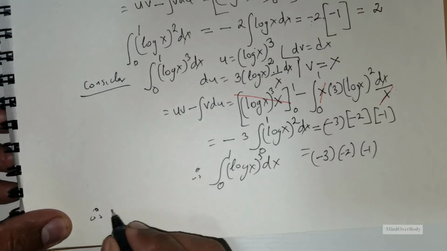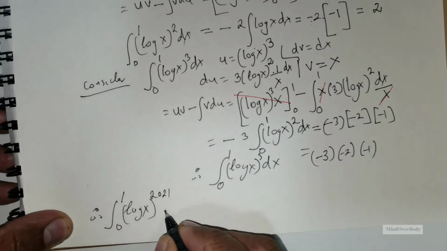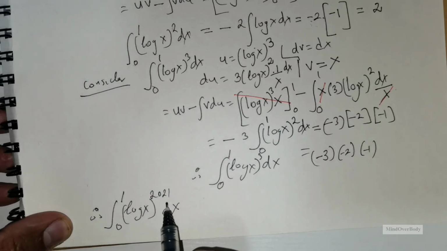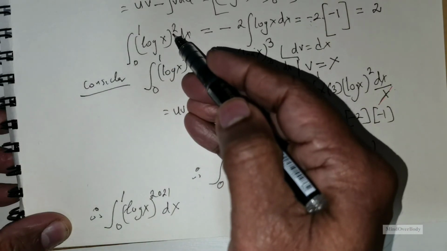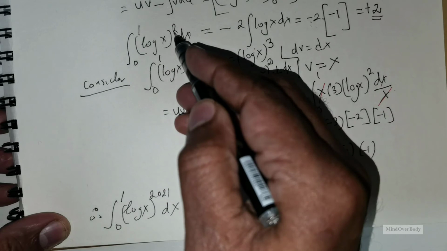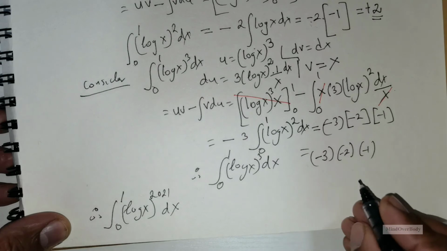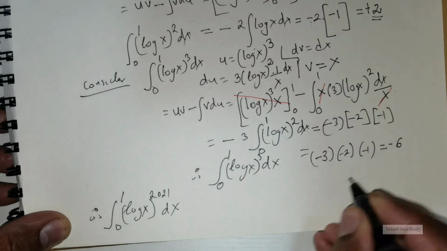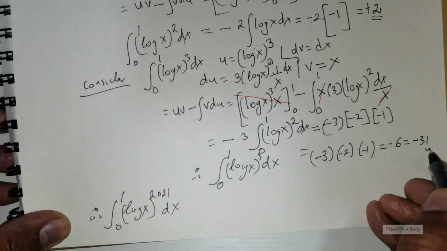So therefore we can conclude, if I were to integrate 0 to 1 of (log x) raised to the power 2021 times dx, now this is actually an odd number, right? When the degree was an even number, we had a positive sign. But when the degree was an odd number, we had a negative sign. So for the power 3, this is going to be negative 3 times 2, which is 6. So I can in fact rewrite this as negative 3 factorial.